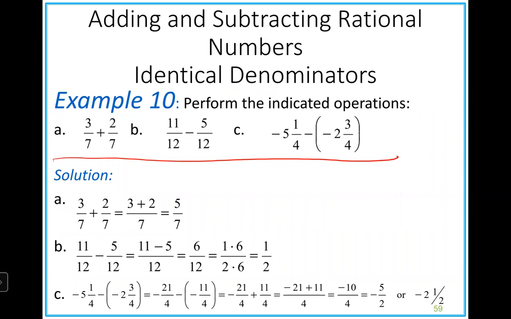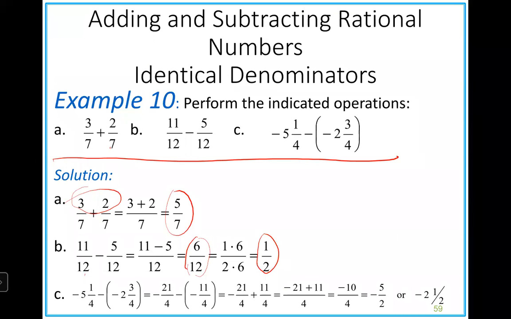Now, in these three examples that you are given here, for example, 10, all of these fractions have the same denominator. So the first one says 3/7 plus 2/7. Once they have the same denominator, all we do is add the numerators. So 3 plus 2 is 5. So the answer in this case is 5 over 7. In the second one, you're subtracting. Same process again, whether you're adding or subtracting, the denominators must be the same. So 11 over 12 minus 5 over 12. When you do that, you end up with 6 over 12. And 6 over 12 reduces to a half.